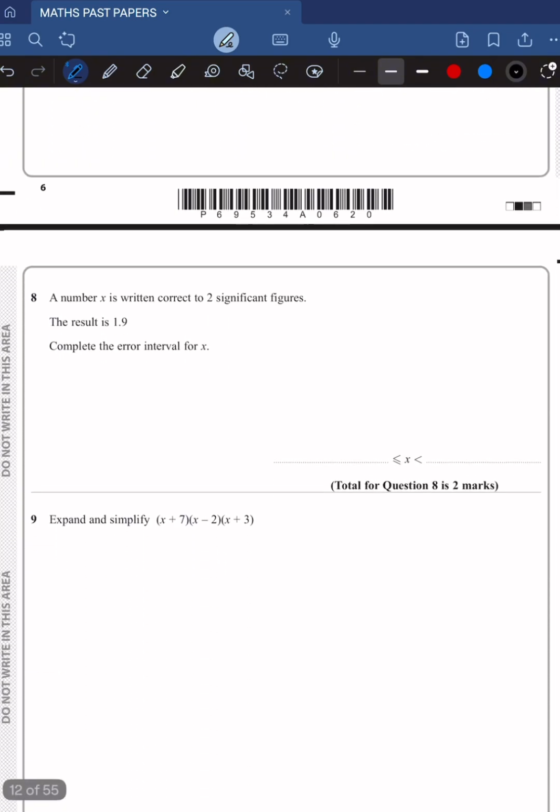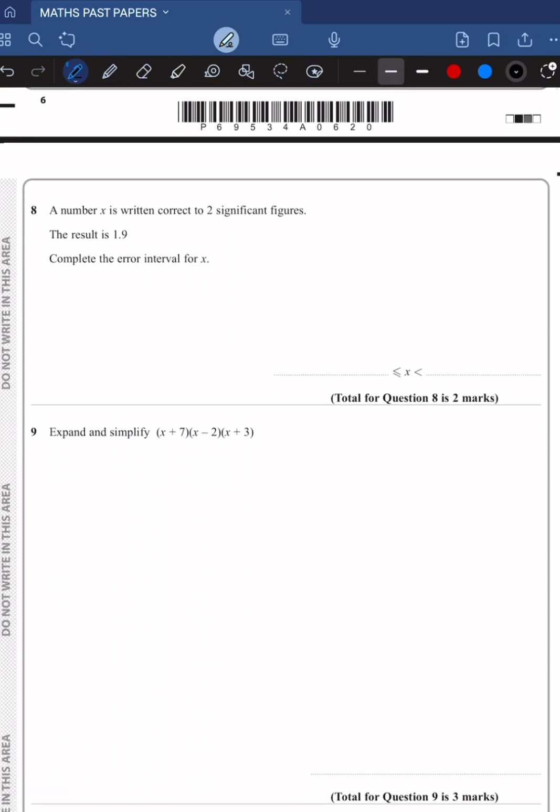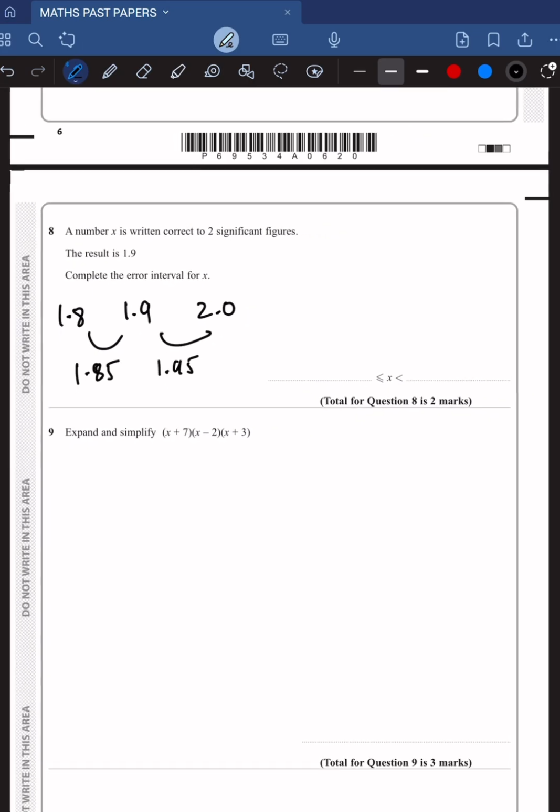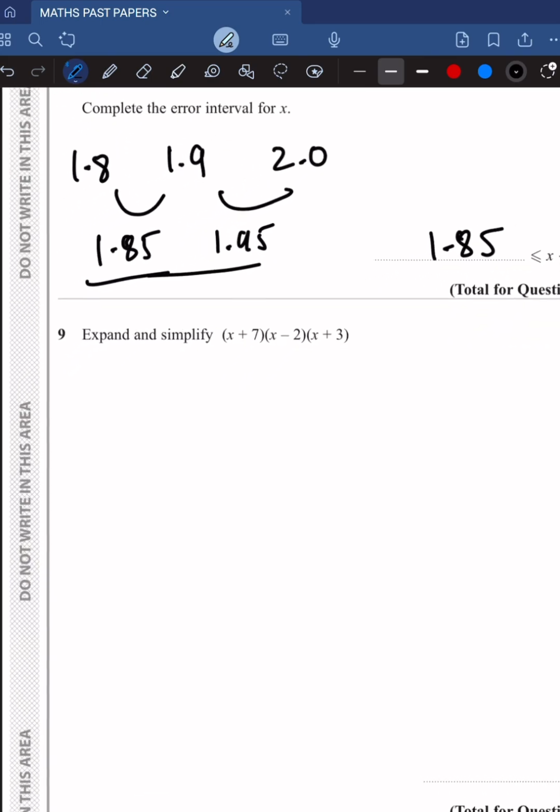4 marks, done. A number x is written correct to 2 significant figures. The result is 1.9. Calculate the error interval. So 2 significant figures, so let's write this. So 1.9, 2.0, and of course we have 1.8. The 2 intervals within this are 1.85 and 1.95. So the answers are 1.85 and 1.95.